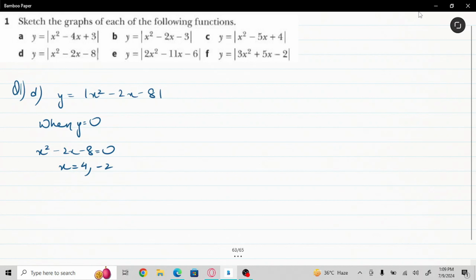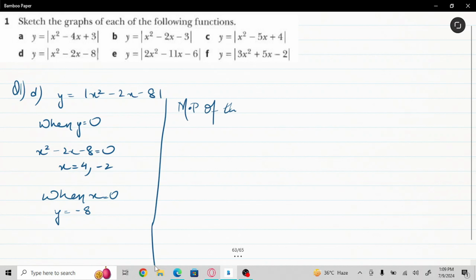Next, we are going to find when x is equal to 0, what's the value of y? y is equal to 0 minus 0 minus 8, if I'm not wrong. Yes. So again, we have the two values. We have to find the midpoint on the x-axis to find the x value of the stationary point. It's going to be a plus b over 2. Oh, sorry, really sorry about that. Negative 2 plus 4 divided by 2, that's going to be positive 1. And again, we have positive 1 as the x value.